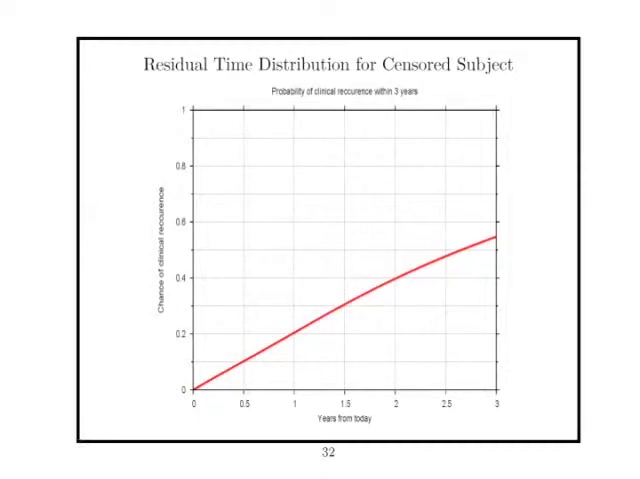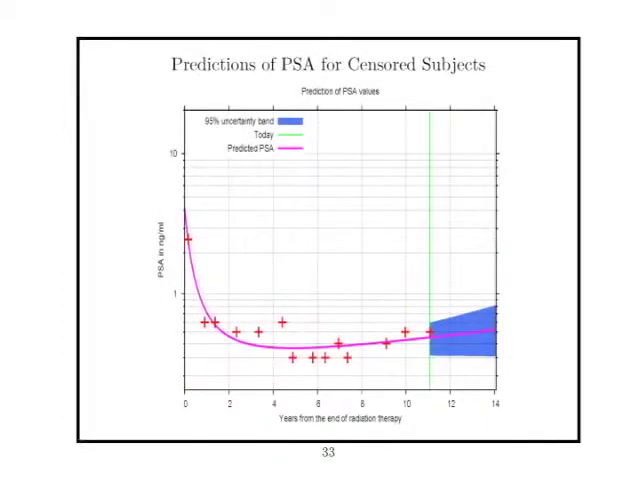Probability of clinical recurrence at the 3-year mark is about 55% or something. So that's a pretty high number, and that's supposed to be useful information to help make a decision from. Okay, so here's another picture.